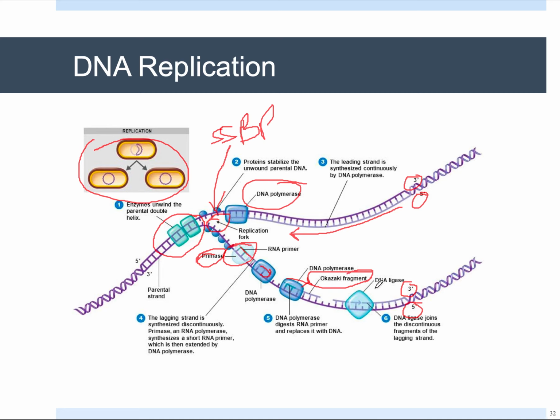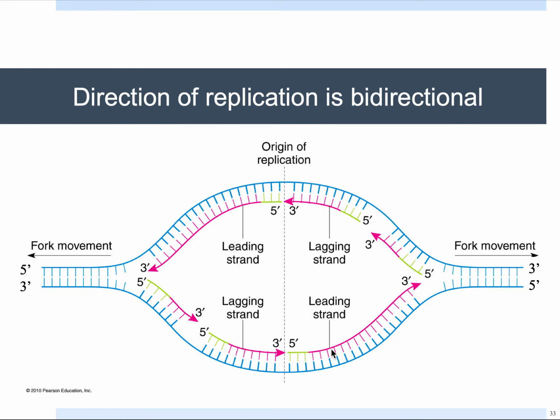Okazaki fragments. And because they are separated from each other, they need to be joined together. So you need an enzyme to do that. DNA ligase does that. DNA ligase glues together the fragments of DNA on the lagging strand. So this is known as the lagging strand. This is known as the leading strand. Okay. So go over this and make sure you understand the process.